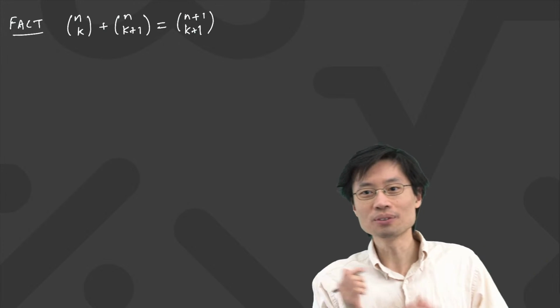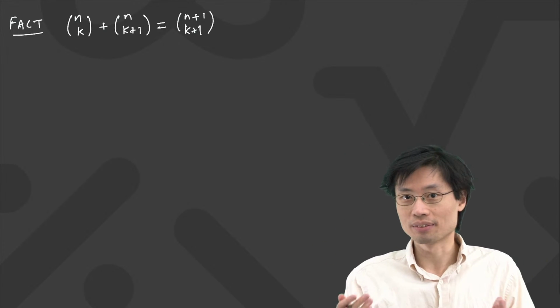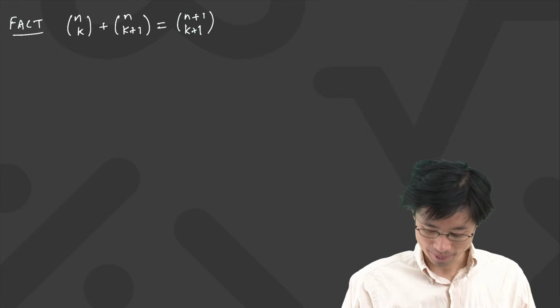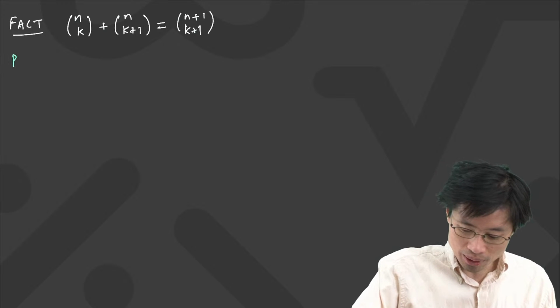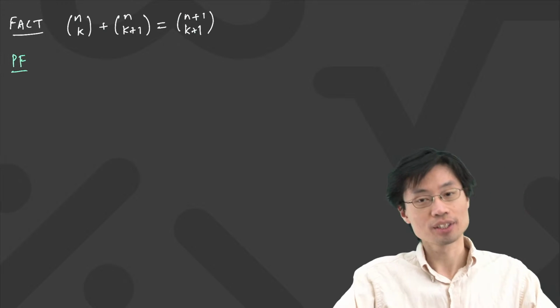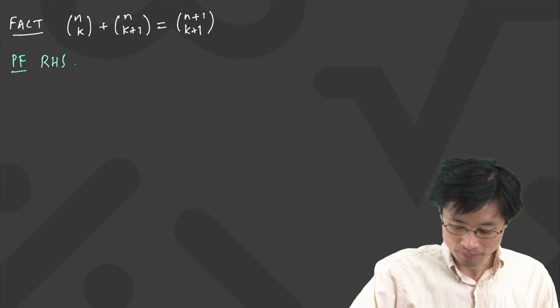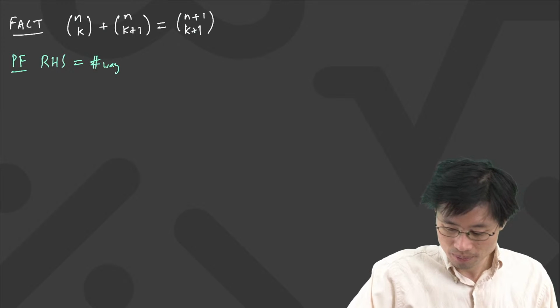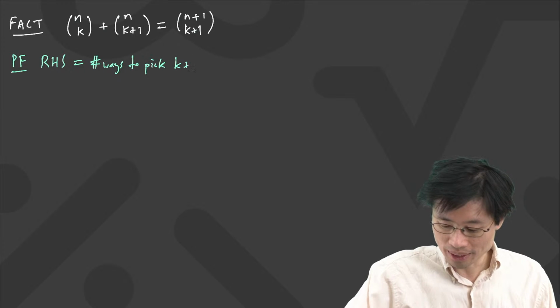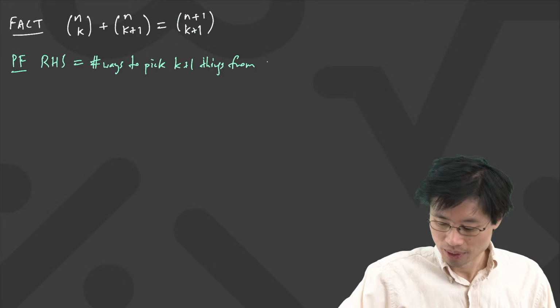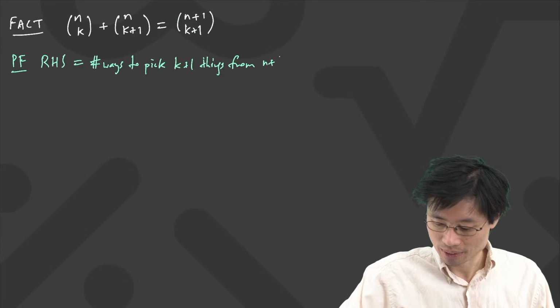Okay, let's prove this. It turns out that we can prove this just by even another counting in 2 ways, which is even easier, which is just like, what does it mean anyway? It means the number of ways to pick a subset of k plus 1 things from n plus 1 things. So the right-hand side is equal to the number of ways to pick k plus 1 things from n plus 1 total things.